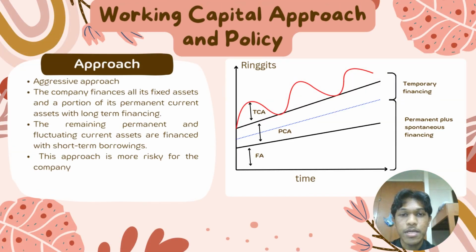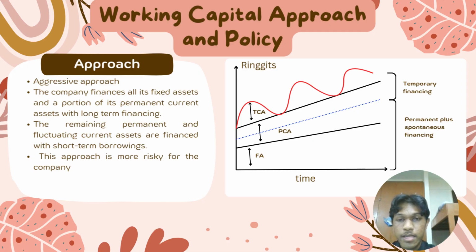Assalamualaikum. I am Muhammad Afifi, and now we will be discussing the working capital approach and policy. First of all, let's take a look at the working capital approach. Pos Malaysia uses aggressive approach as their working capital approach. This is a high-risk approach since the current ratio for the company is less than 1, and there are also potential problems with renewing the short-term borrowing arrangements. Even though it's a high-risk approach, it will reward the company with a high return.